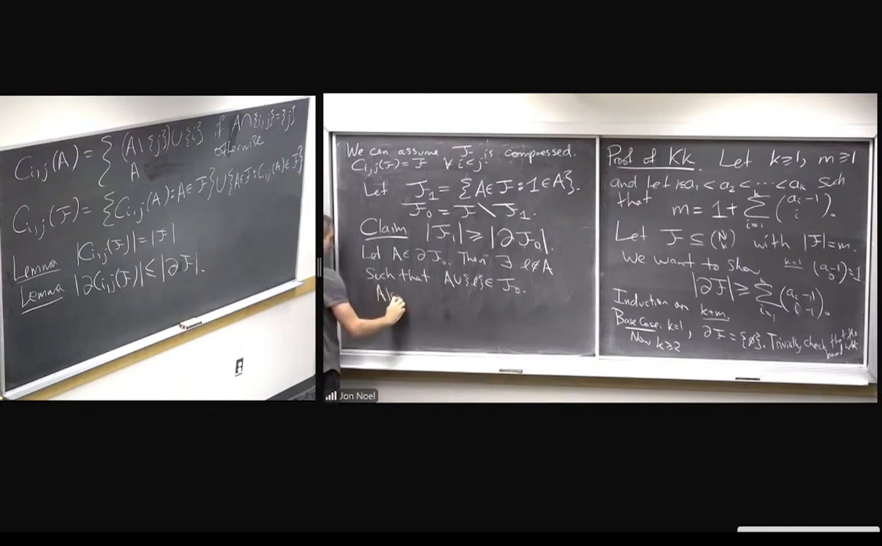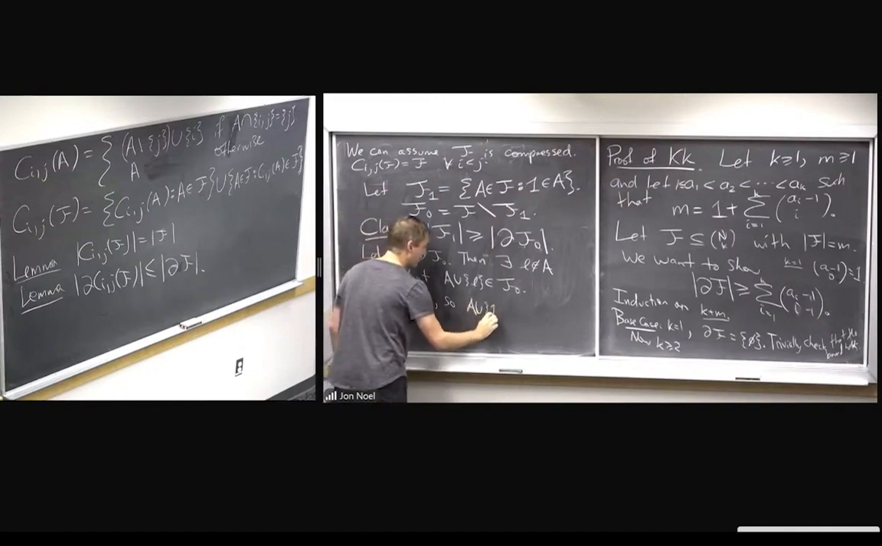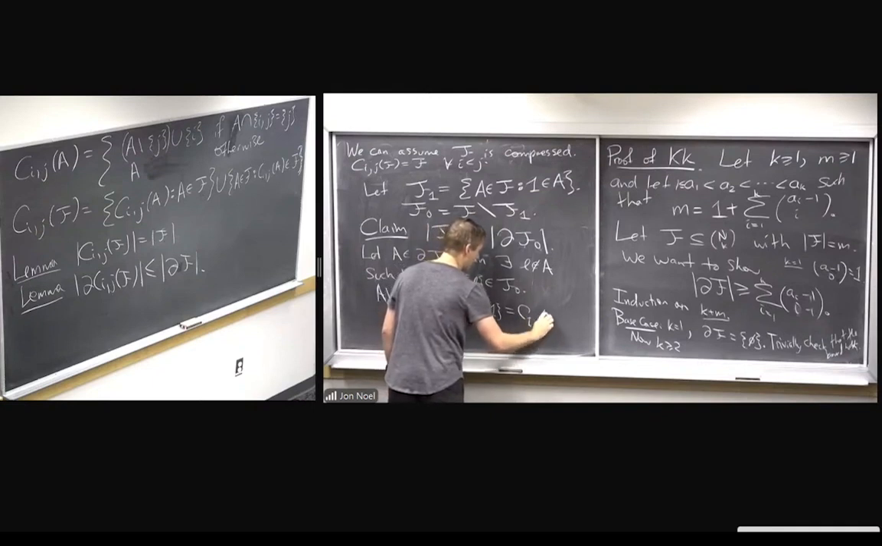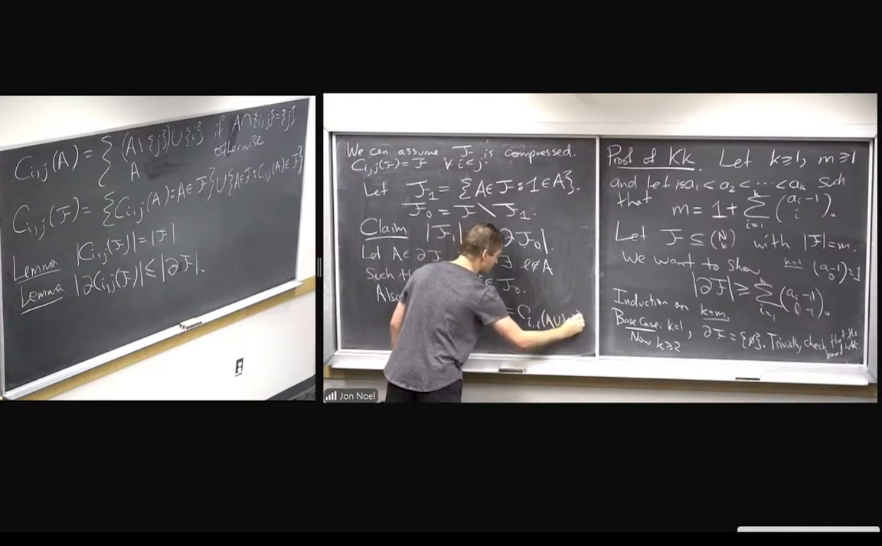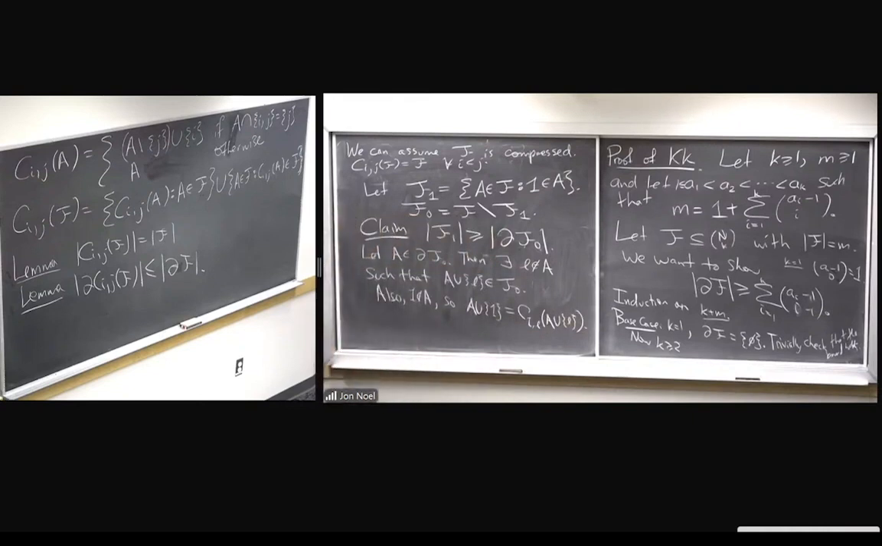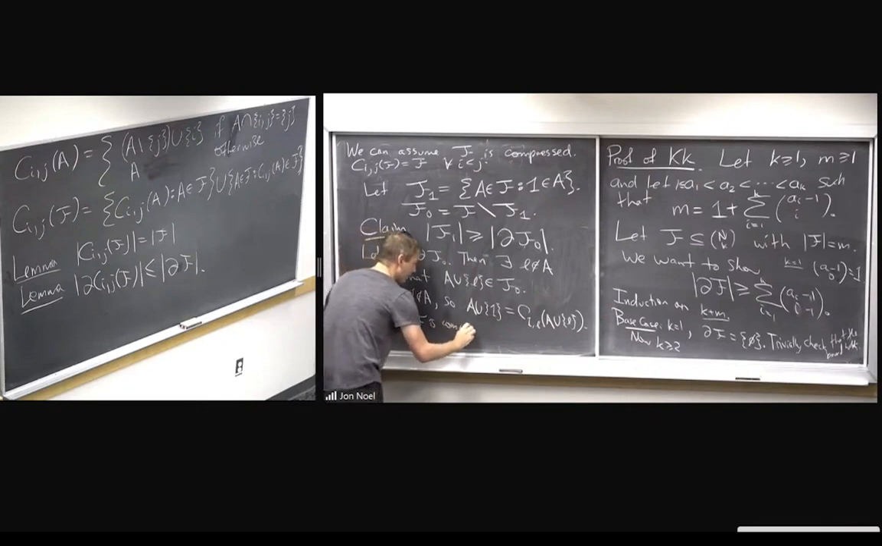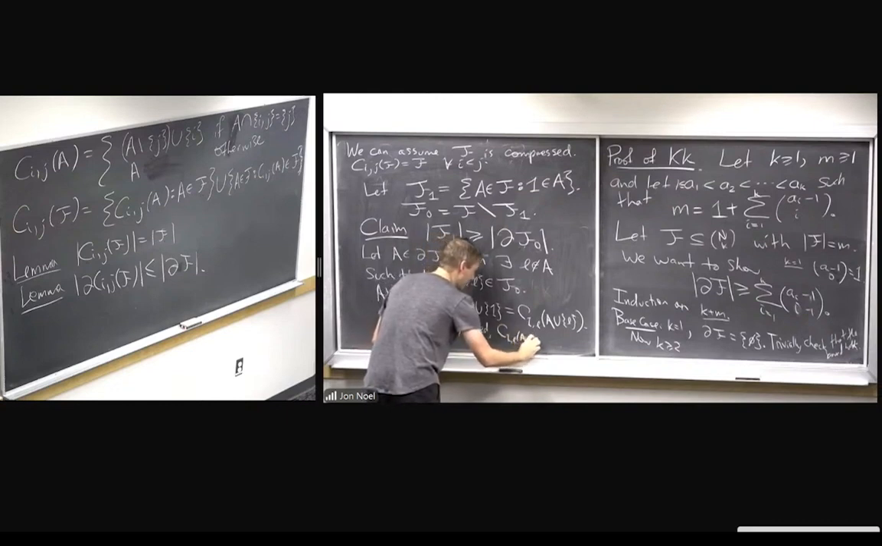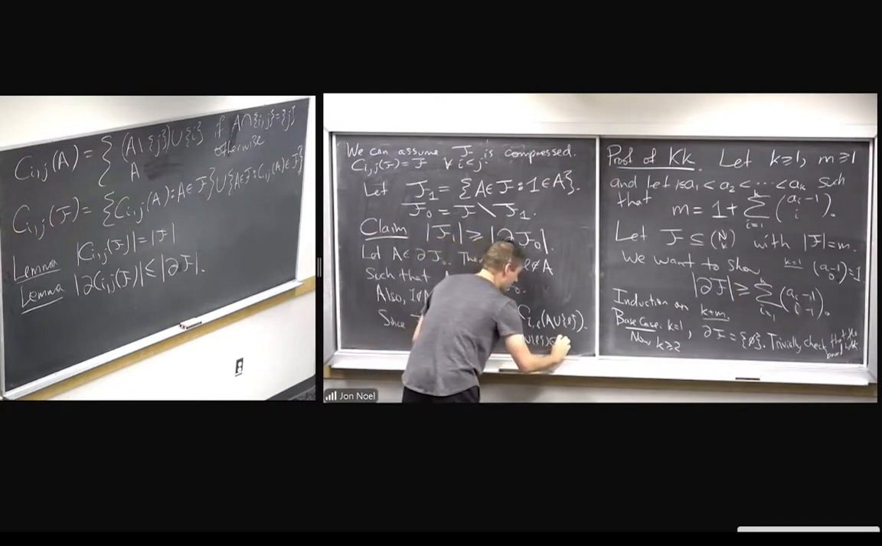And also, 1 is not in A. So if I take A union 1, that's equal to the compression C1L of A union L. And since F is compressed, C1 comma L of A union L has to be in L.